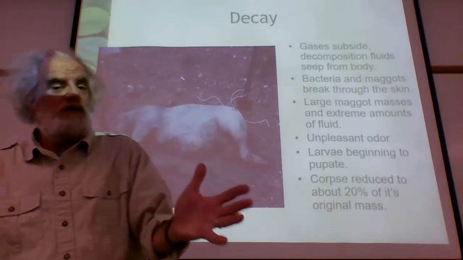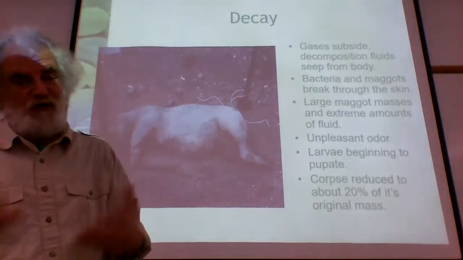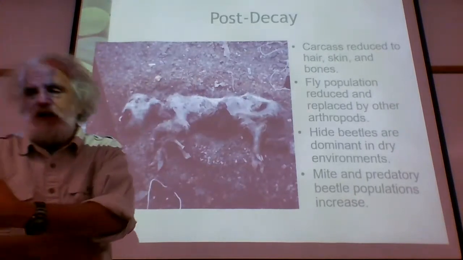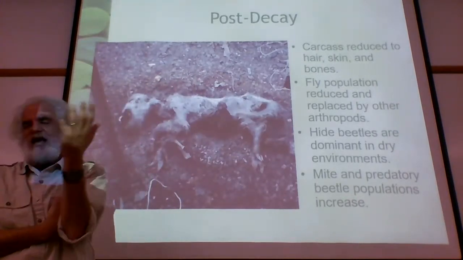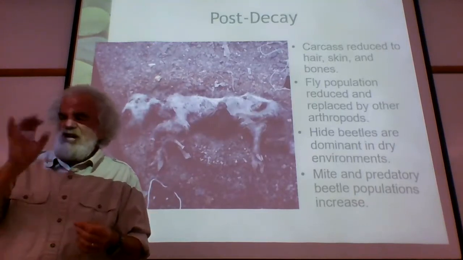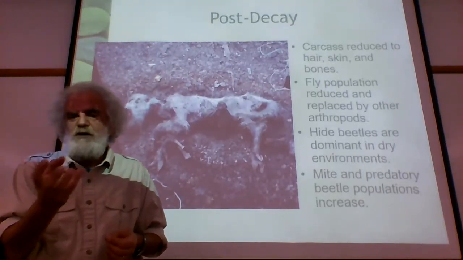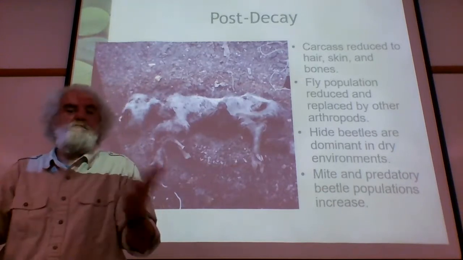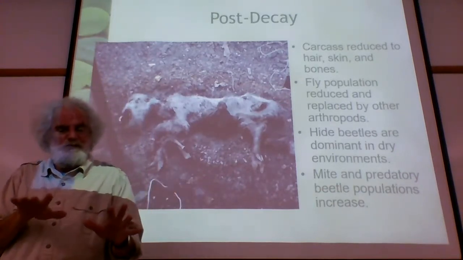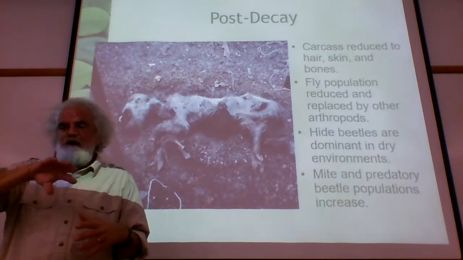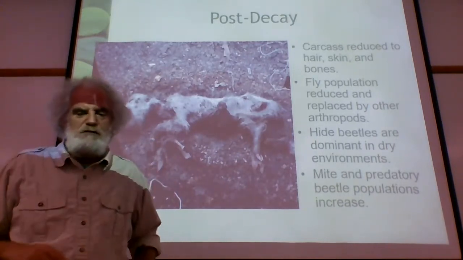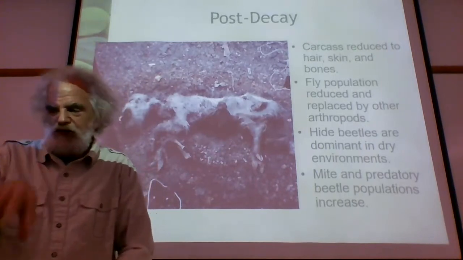And again, this is going to depend on whether the body was placed in a real dry environment or a real wet environment. But these are things you can begin to actually understand. Post-decay, you're going to be left with the carcass, with the hair. Skin is going to be pretty tough to break down, so that's going to be left around, and bones. The fly population actually changes a bit, and you have other kinds of insects and different small creatures coming along.